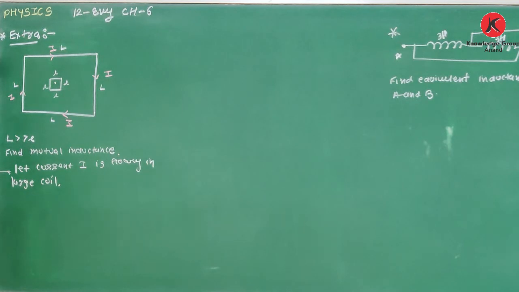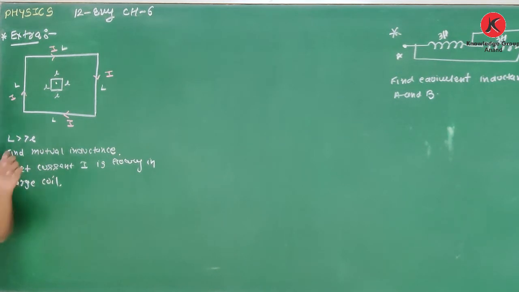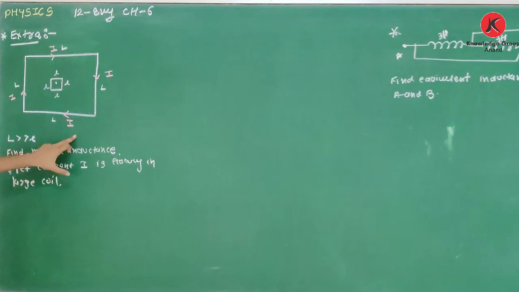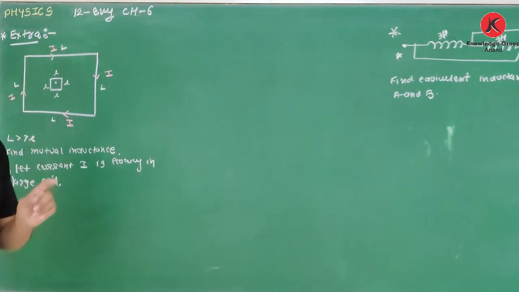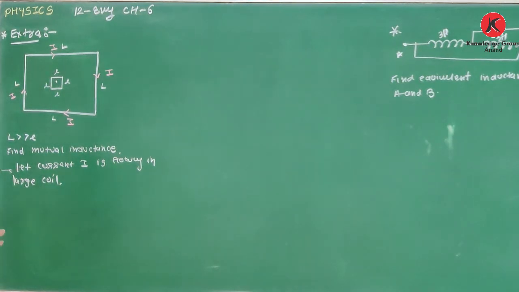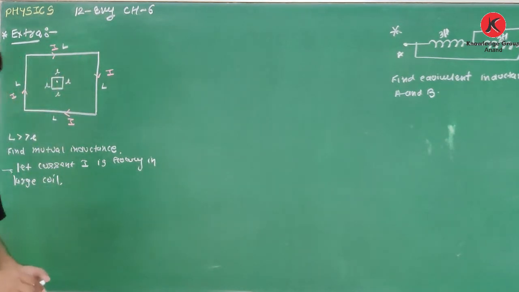See now how to find this. The small square loop is placed at the center, and as capital L is very much greater than small l, we can say the magnetic field produced by the large square at the center is equal to the magnetic field on the small square loop. So first of all, we have to find the magnetic field due to the square loop having side L.